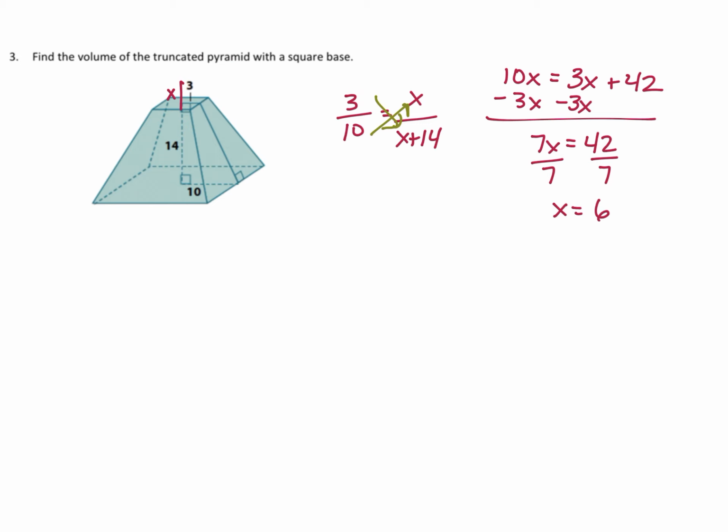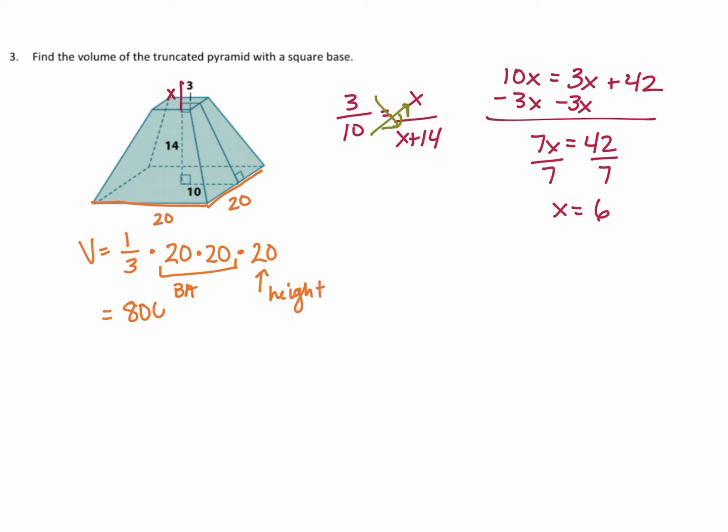So the whole distance is 6 plus 14, which is a height of 20. So our whole volume would be 1/3 the base area, which would be 20 by 20, and the height was also 20. 14 plus 6 was 20. Giving us an entire volume for the pyramid of 8,000 over 3.